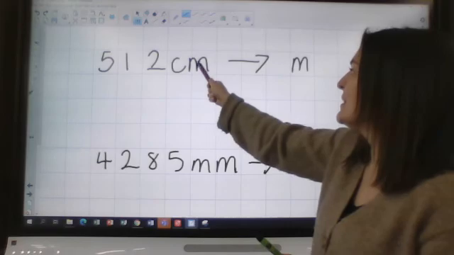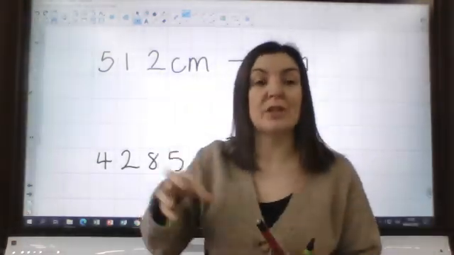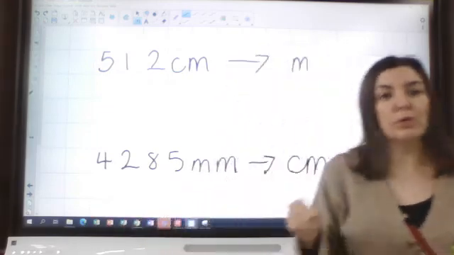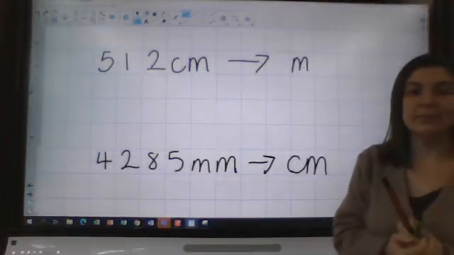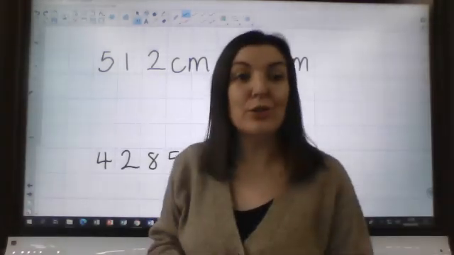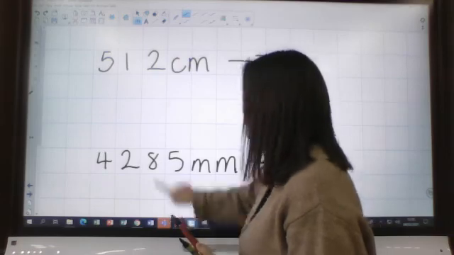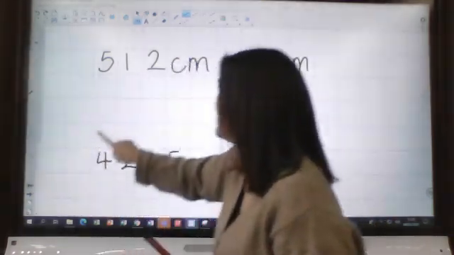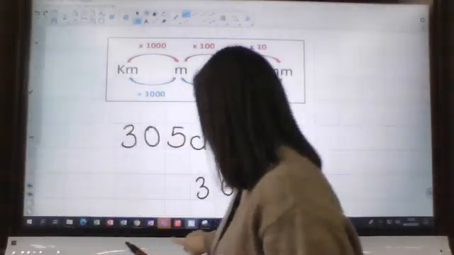So you've got to go from centimetres to metres, so dividing by 100, moving 2 places. So pause the video now and have a go just at this one here. Right, so we'll have a look at that one together. So I've got 512, so I'm going centimetres to metres. So centimetres to metres is dividing by 100.